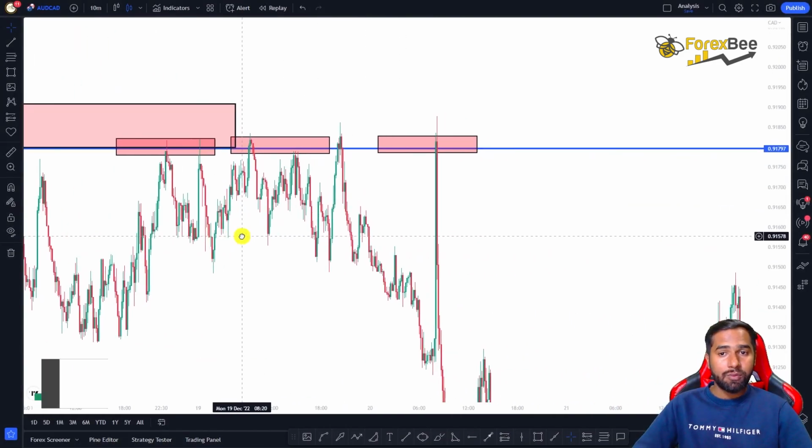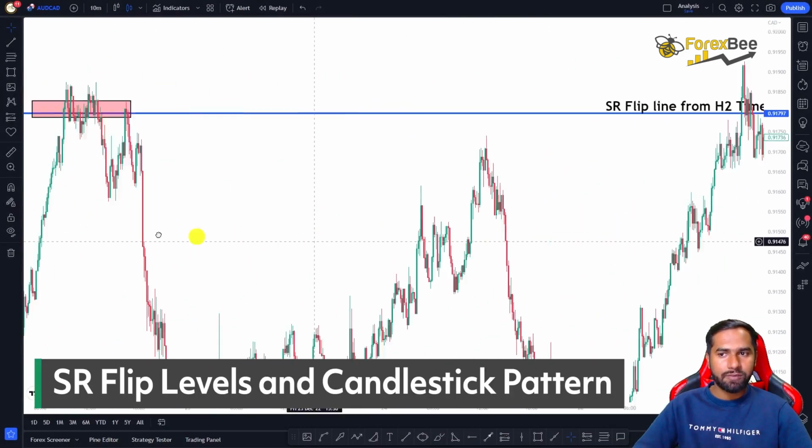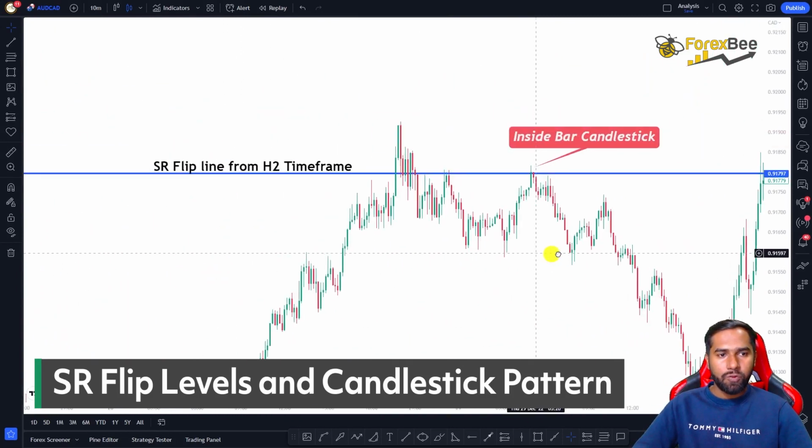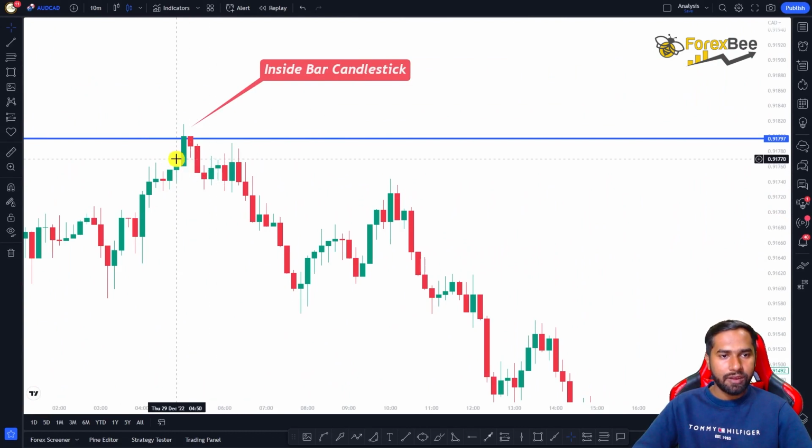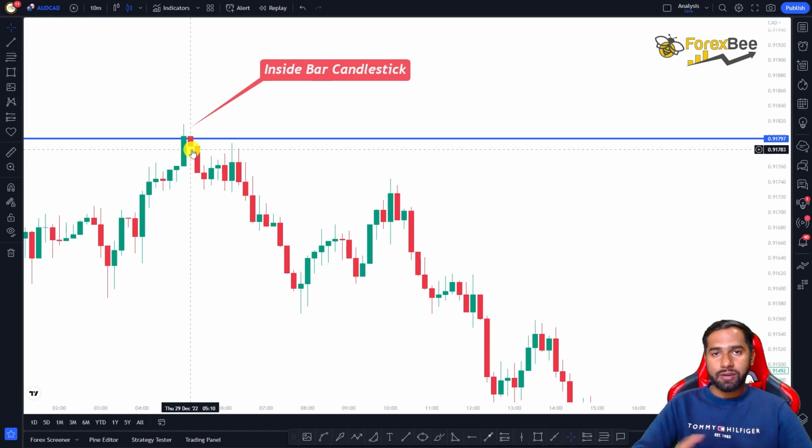Now let's talk about how you can take trades using the SR flip levels. If I go here, we can see that there is the formation of this inside bar candlestick pattern. As you can see, there is this candle, and before that, this candle is totally engulfing this candle. So this is an inside bar candle, and an inside bar candle represents the indecision phase in the market.